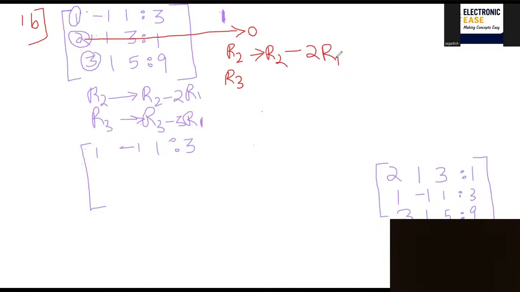R3 is changing to, so this should be made 0. To make this 0, what should I do? I have to apply R3 minus 3R1. Okay, now understood.